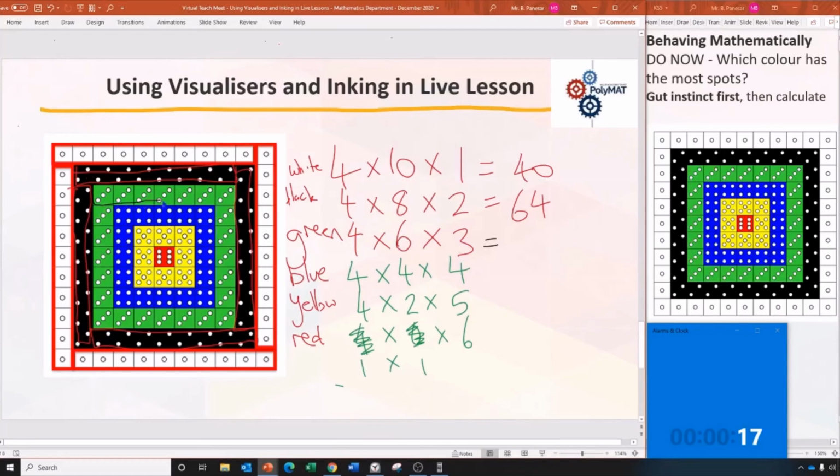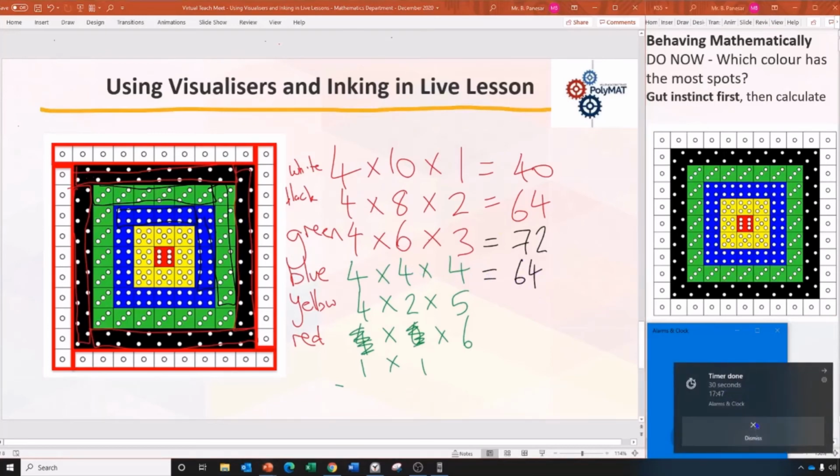4 times 6 times 3. Do I have the 4 strips here? I believe I do. Let me just double check. 1, 2, 3, 4. And 4 times 6 times 3 is 72. 4 times 4 times 4, I would have the 4 strips here. 1, 2, 3, 4, and I've got 4 squares in each strip and 4 spots in each square. So 4 times 4 times 4 is 64.